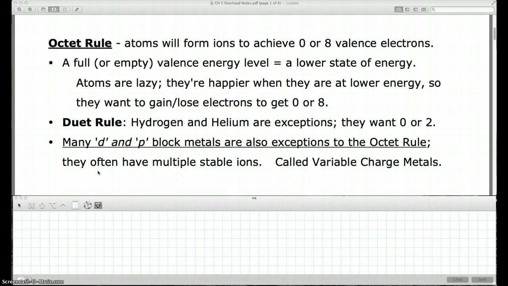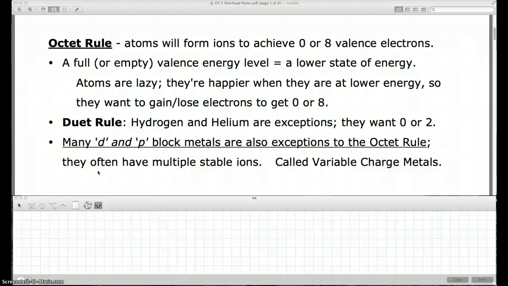Octet rule, again, we've talked about that. Atoms want 0 or 8 valence electrons or outer electrons. A couple exceptions to that. Hydrogen and helium, they can't have 8, so their options are 0 or 2. Helium already has 2, so it's happy already. So is hydrogen, and hydrogen and helium follow the duet rule.